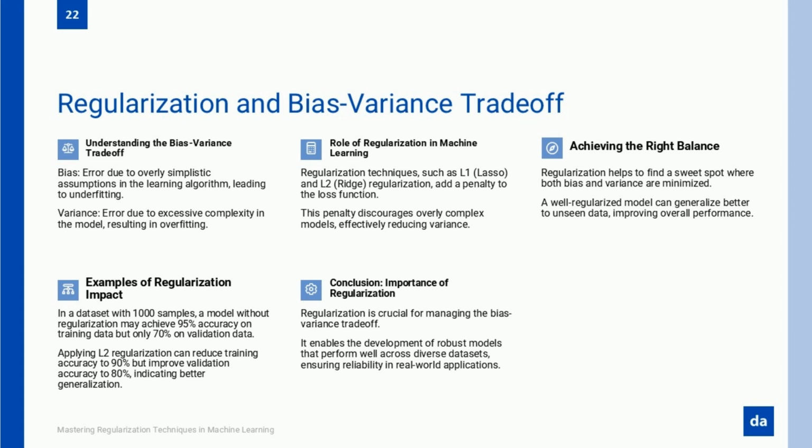Let's make this concrete with an example. Imagine you have a dataset of 1,000 samples and you're training a regression model. Without regularization, the model achieves 95% accuracy on training data, but only 70% on validation data, a clear case of overfitting due to high variance. With L2 regularization, training accuracy might drop slightly to 90%, but validation accuracy improves to 80%, indicating better generalization.